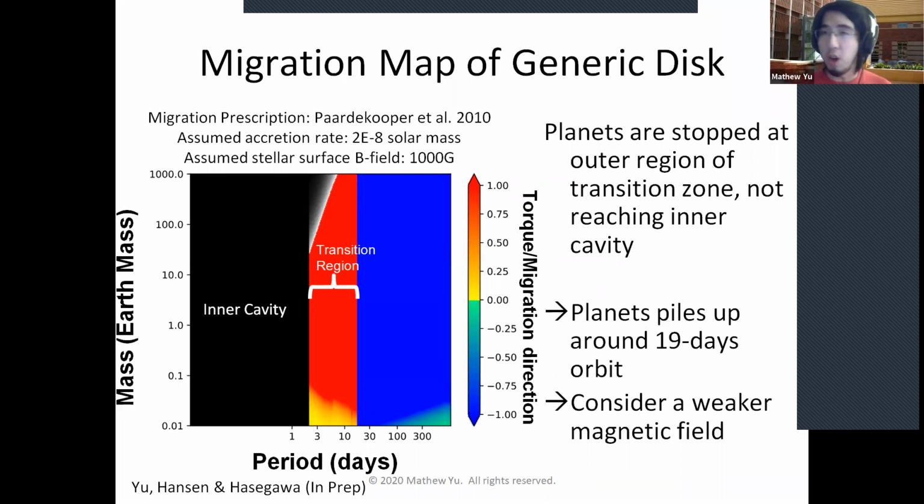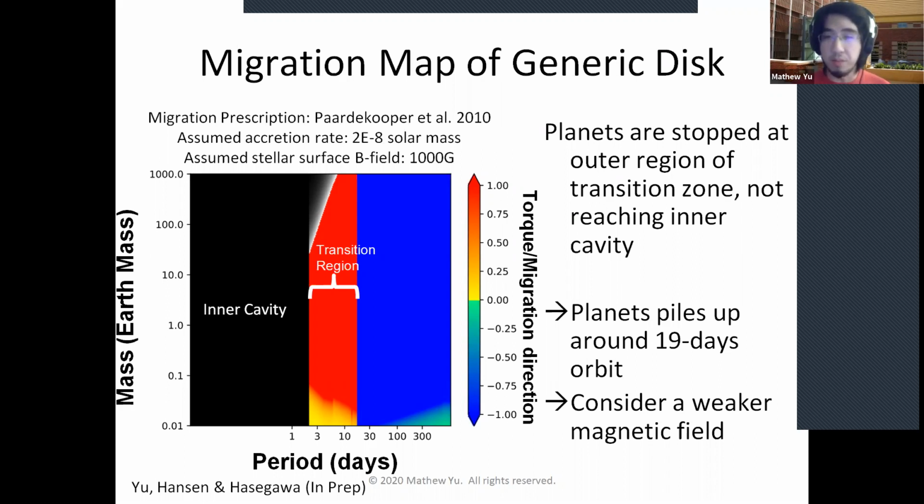The main takeaway of this graph is that the red color means that the planet would like to migrate outwards, and the blue means that the planet would like to migrate inwards. And in this particular case, you will see that if the planet forms exterior to the transition zone or transition region, it will slowly migrate in and basically get trapped in between the red and blue region. So for this particular generic disk, we see that the planet would like to pile up at 19 days, which is sort of like a factor of 2 compared to the case that we saw earlier that is seen in the observation.